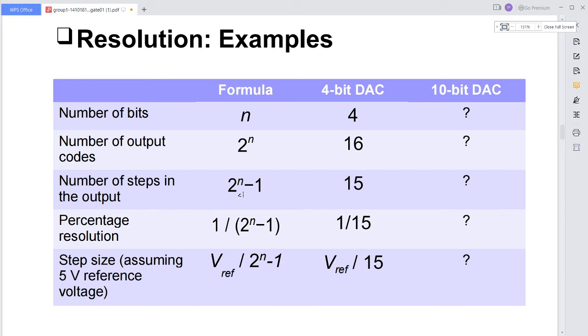Step size we know. If we include the 0, the first step is 0. We know that from 0, the total number of steps will be up to 2 power of n minus 1. The last step name is what? 2 power of n minus 1.